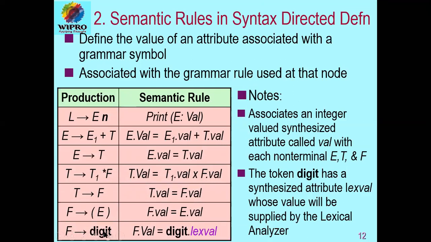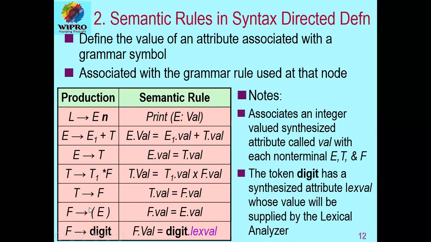Have a look at this. I'll go from the bottom. The bottommost production is F produces digit. Then F.val is computed by using digit.lexval. What is this digit.lexval? The value that is returned from the lexical analyzer. I think in your Lex program you have seen a token is returned and a value is returned, correct? That's what we call lexval. So the parent, that is F's attribute val, is computed by digit's lexval, whatever value is given by the lexical analyzer.